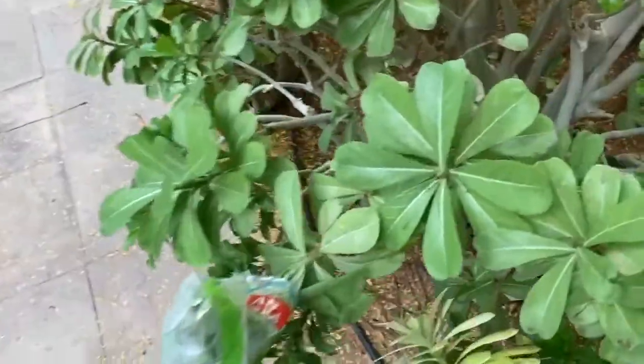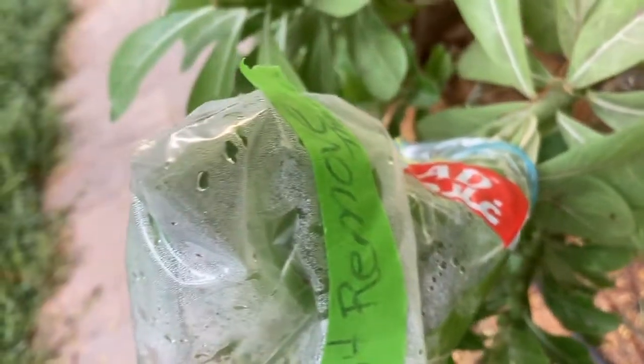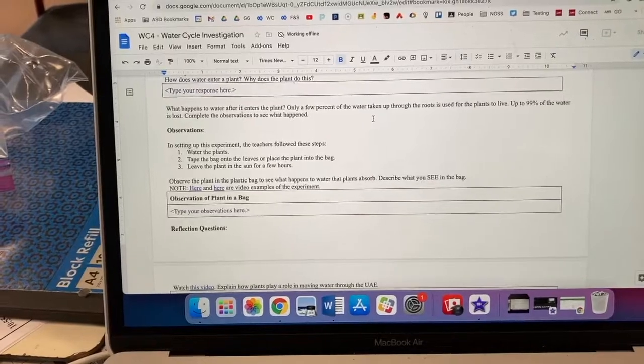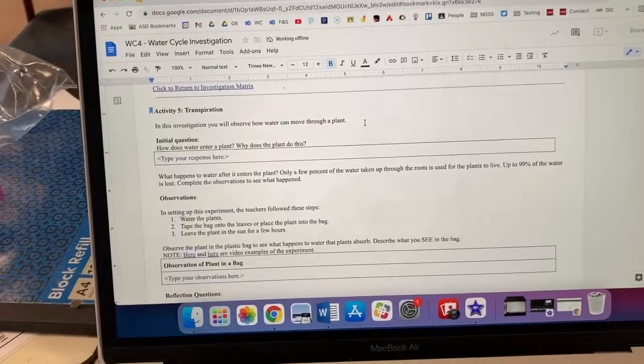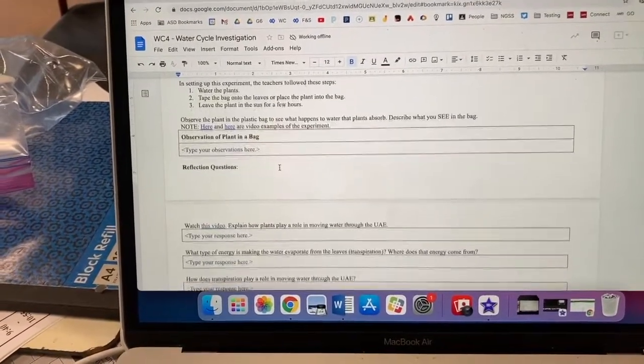Here is a third type of plant, and as you can see, its leaves are different too. And yet, look at this bag. Same thing. So it seems like no matter what type of plant it is, the leaves will release water. All right, so you just saw several plants that had lost water through their leaves. This is a process called transpiration. It's essentially just evaporation from a plant.